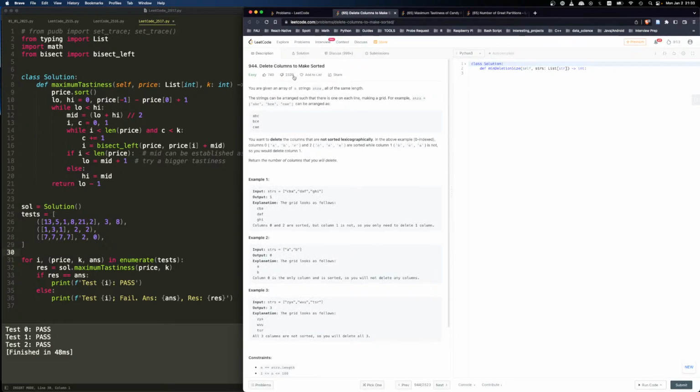Well, a lot of people don't like this question. Why? Delete Columns to Make Sorted. You're given an array of n strings, all of them of the same length. The strings can be arranged such that there is one on each line, and make it a grid. For example, if this can be arranged like this, you want to delete the columns that are not sorted lexicographically. In the above, ABC, BCA is bad, CE is good. So you will return the number of columns that you will delete.